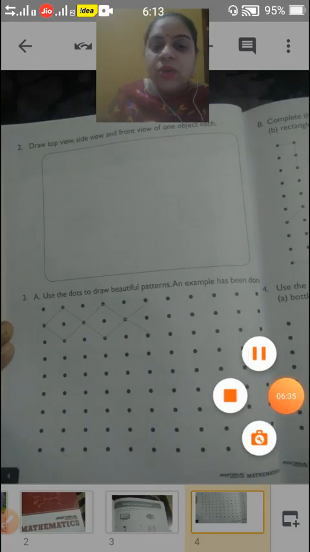Now the third question. In this there are 2 parts. Use the dots to draw beautiful patterns. In this you have to draw beautiful patterns. An example has been done for you. You can draw any pattern. I told you several patterns. Okay children, so you can draw any pattern.